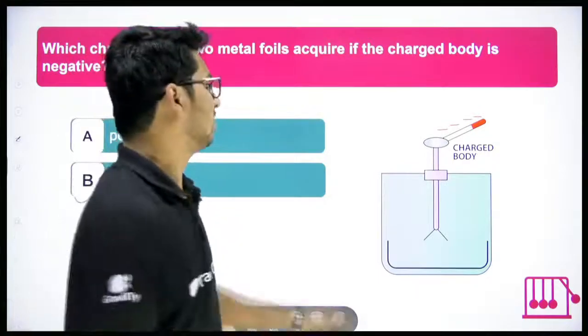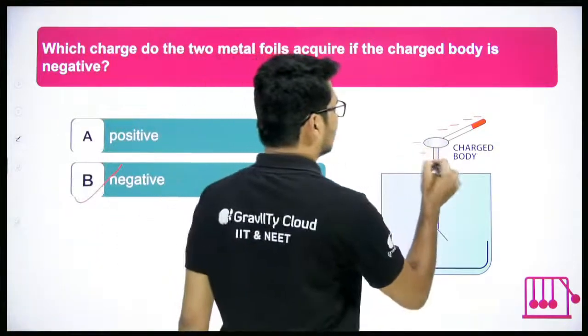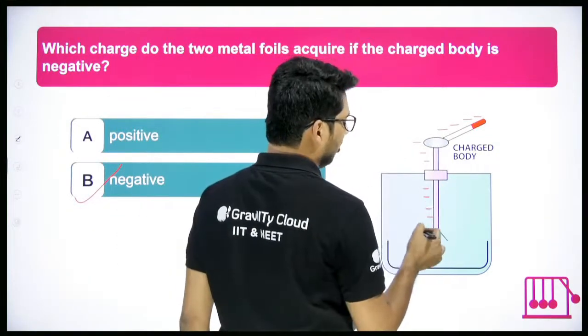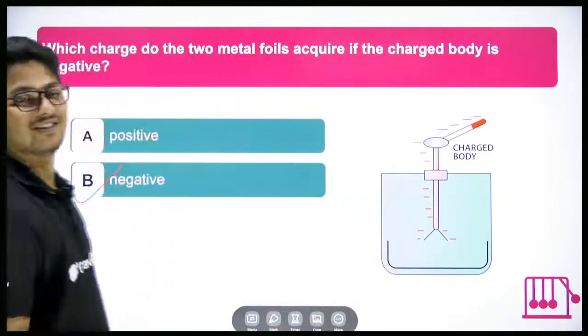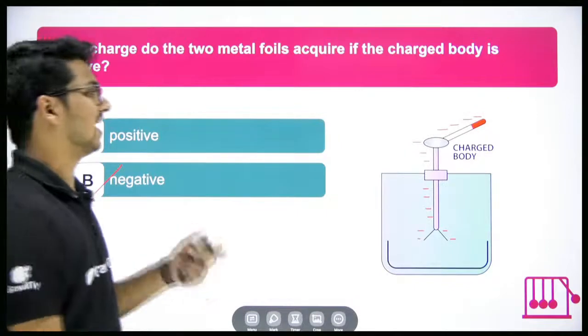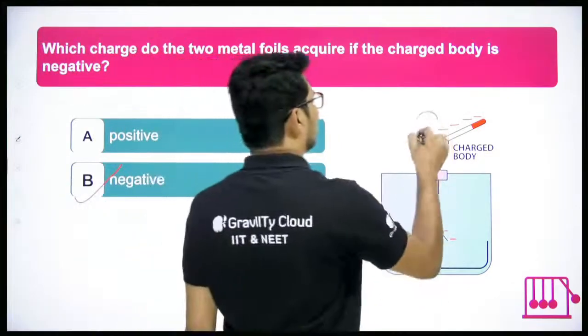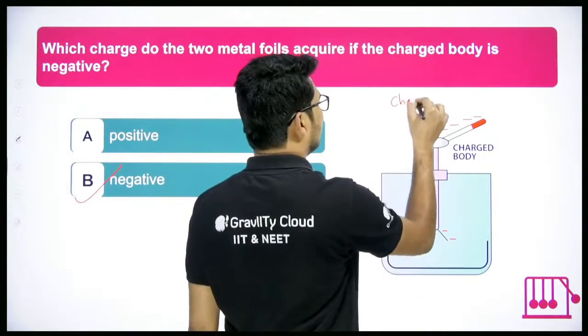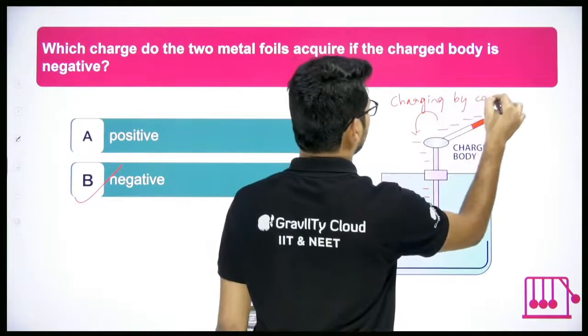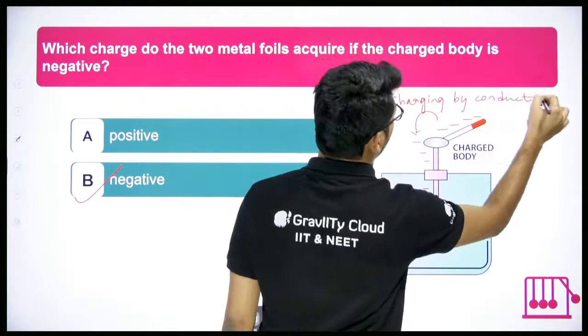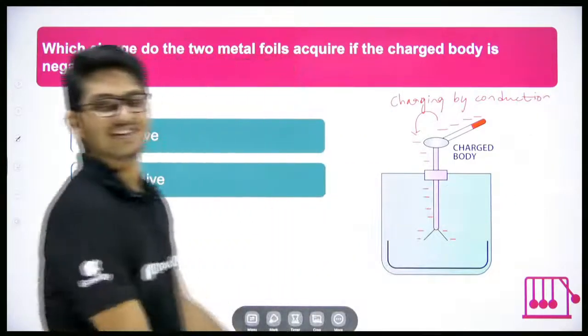Very simple. So if the rod is negative, negative charges flow onto the disc, onto the rod and onto the foils. And by which method is the charging taking place? By conduction. Charging by conduction. We are using conductors, that is the reason. Charging by conduction. Clear? Good.